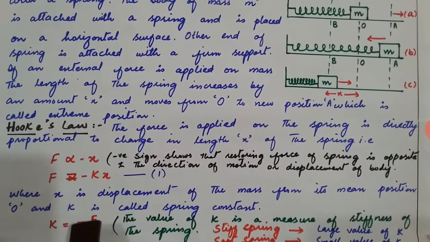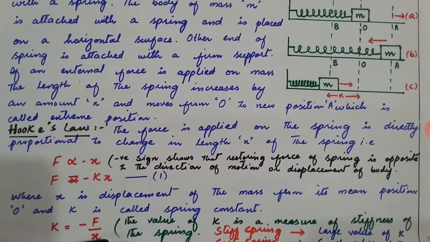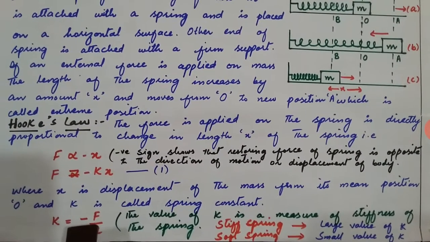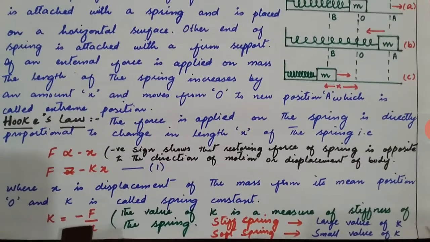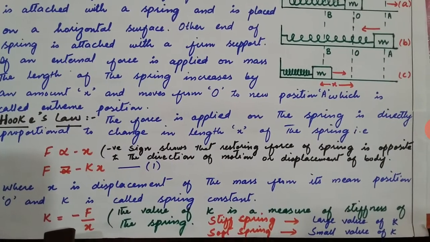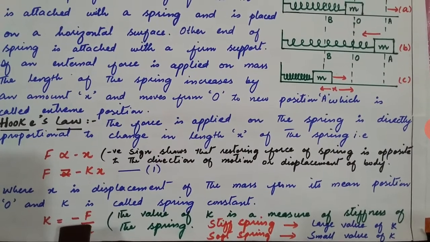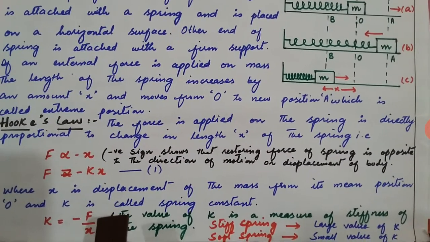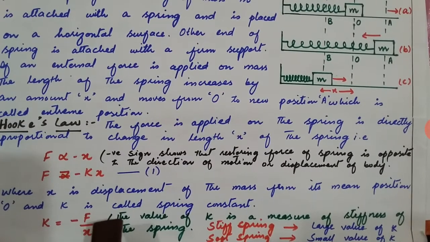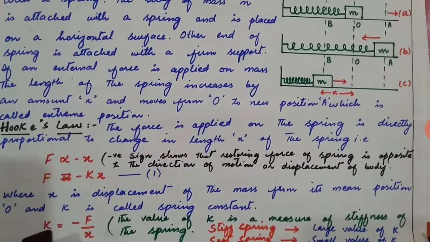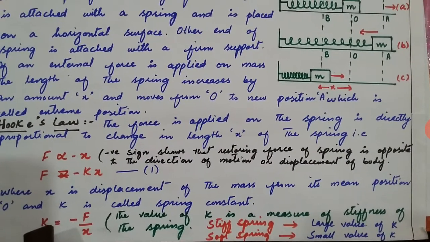K is equal to minus F over x. This is the formula of the spring constant. According to this formula, if we increase the force, then the value of K will also increase.